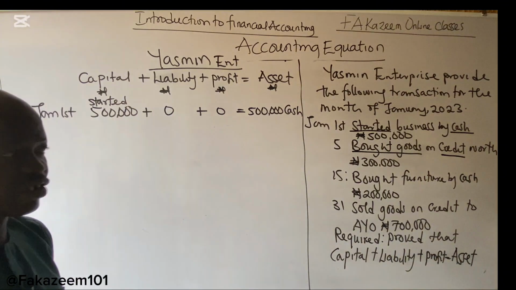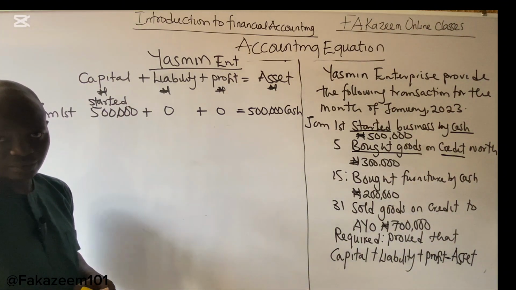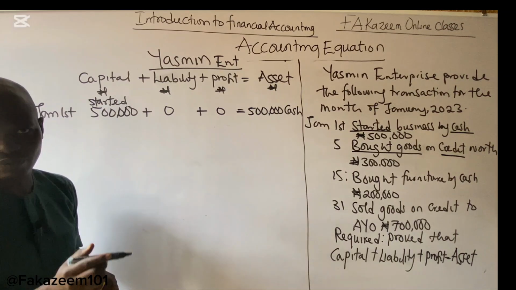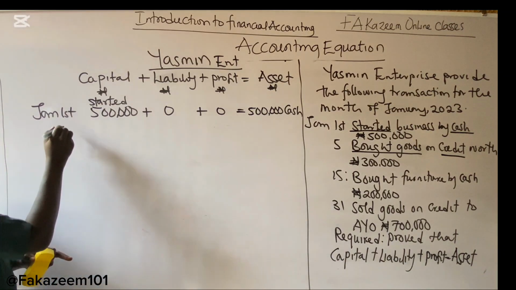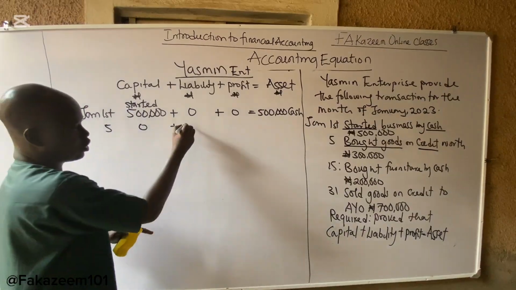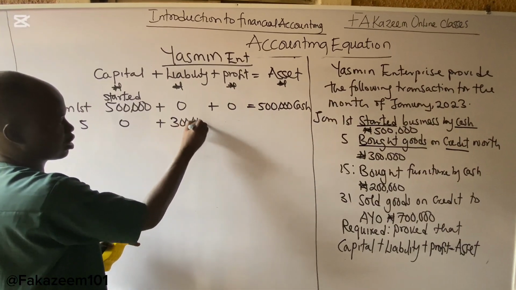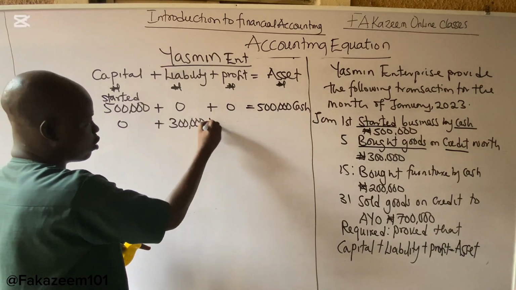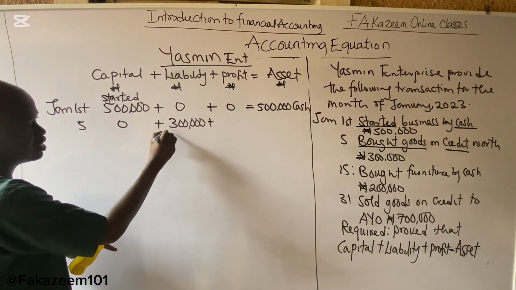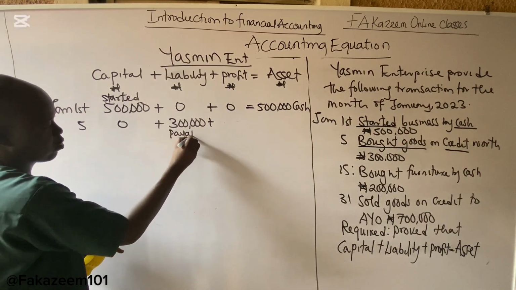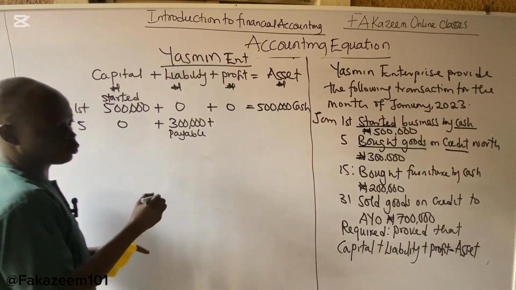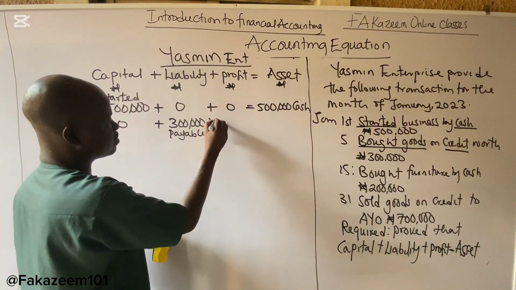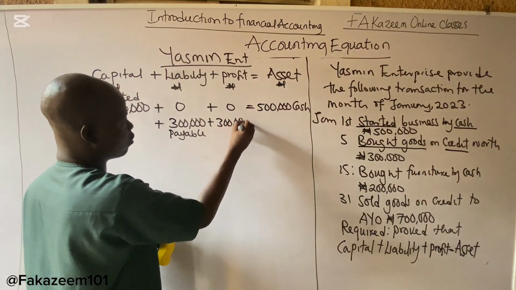On the 5th, bought goods on credit. When they say bought goods on credit, from whom? From a supplier. And when you are buying on credit, it means liability is involved. On January 5th, 300,000 is involved. What do we call this liability? We have a payable, which is supply on credit. At the same time, we have purchases of 300,000.